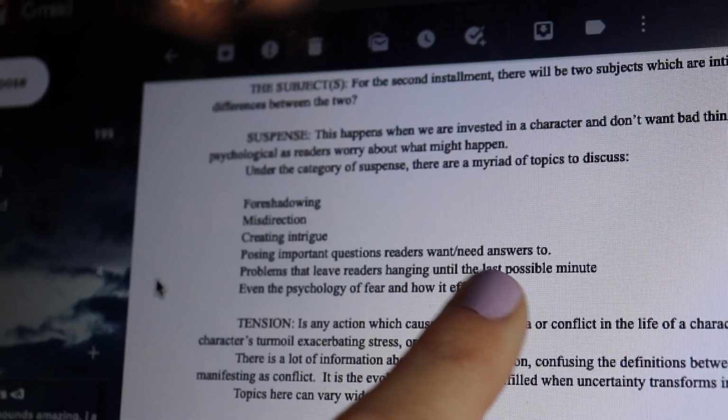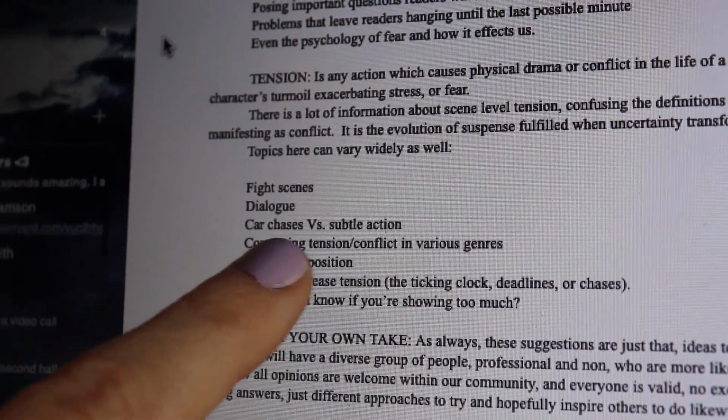Important questions readers need answers to. A car chase happens to the characters there. Is that the difference? And I just didn't understand what Robert was saying. Is that it? All of these things need to have an effect on the reader. So, oh man.